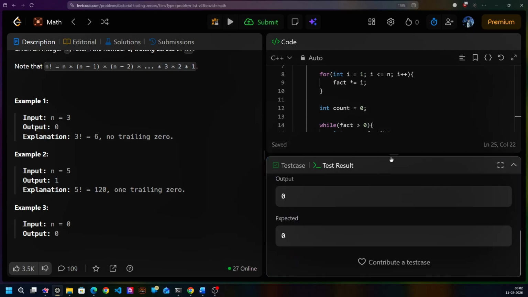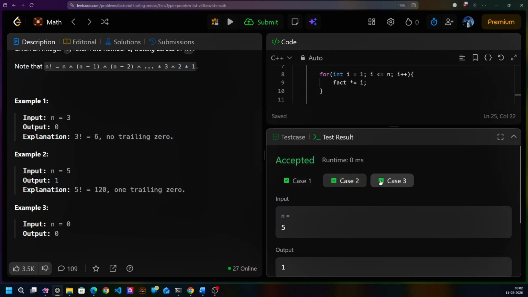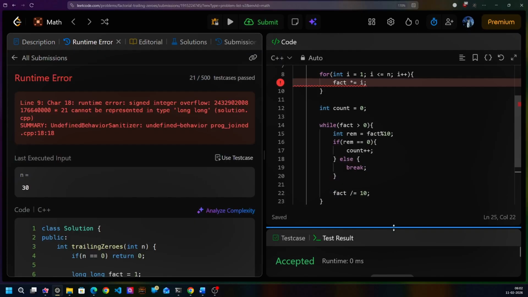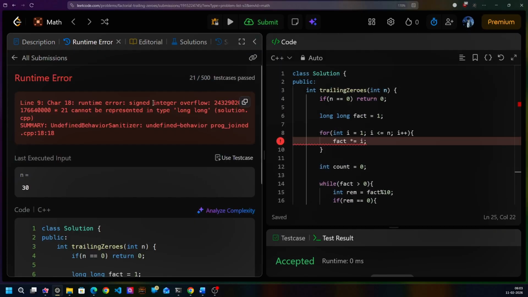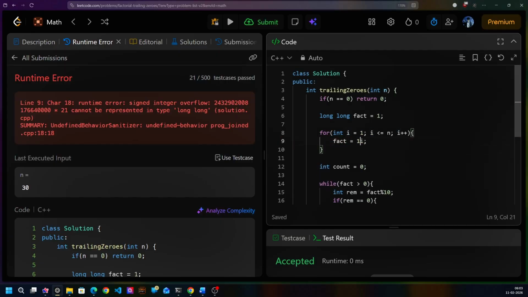Here you can see for the initial test cases it is working. Now let's submit it. Here you can see we got an integer overflow. Let's make some changes here. Let's do 1 ll into fact. Okay, here 1 ll means it is long. It is one way to convert it to long itself. Okay, now let's try it.